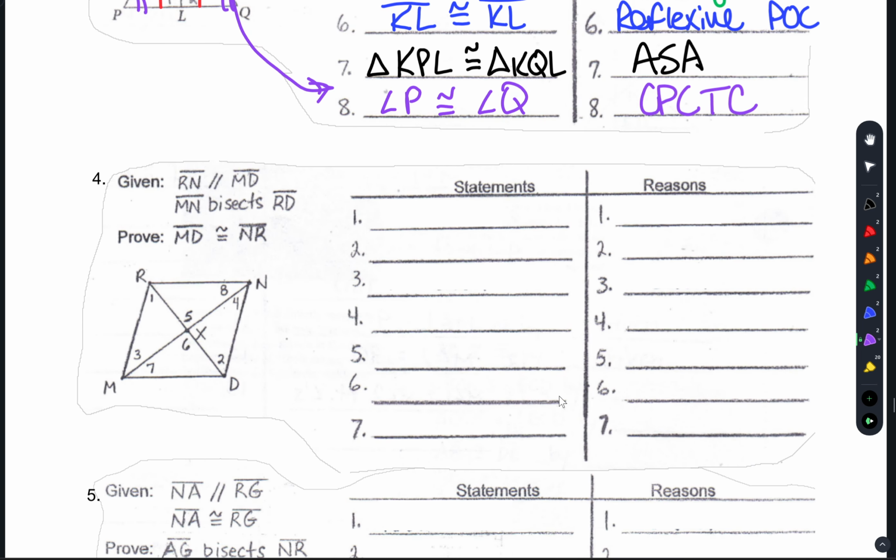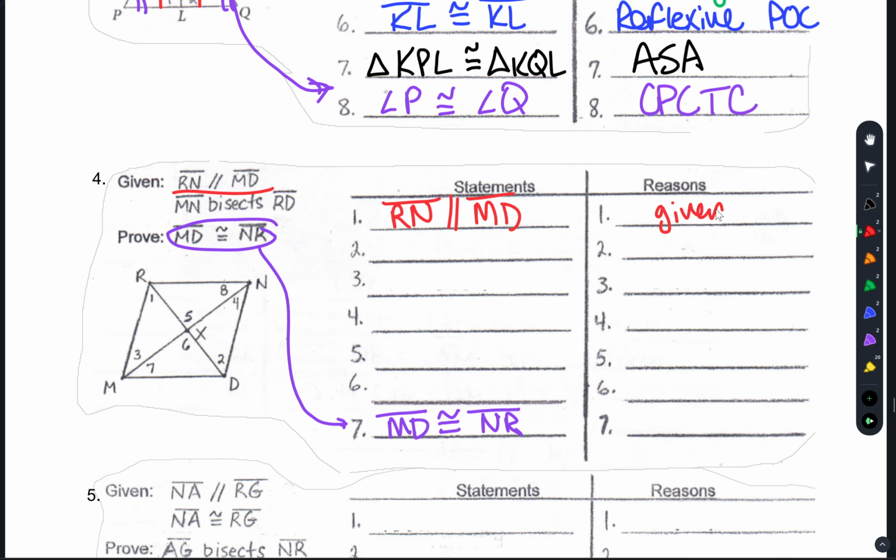Okay. Couple more. Again, step 4. Number 4. We take that proof statement, I'm putting it at the end. Whoop. Then I'm going to go through my givens. Let's go through them. RN and MD. Parallel. That doesn't tell me something is congruent, so I must know more. What does that tell me? If this and this are parallel.